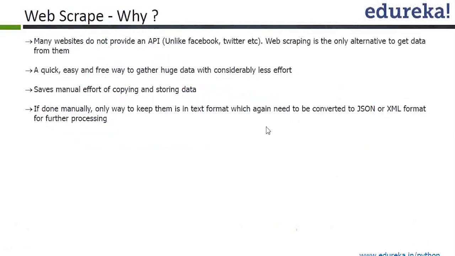Web scraping, why? Many companies do not provide an API, like Facebook and Twitter. Web scraping is the only alternative to get data from them. It is a quick, easy, and free way to gather data with considerably less effort. You just scrape the web. It's a very easy way to gather huge data, and it saves the manual effort of copying and storing data.